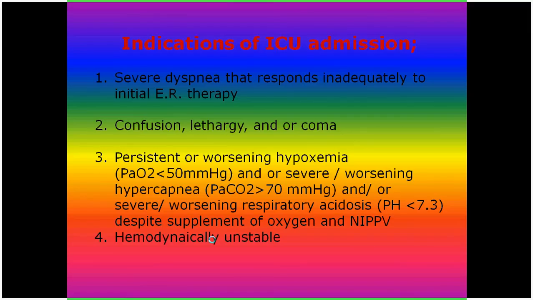How to ventilate? I think there are a lot of indications for admission of a patient to the ICU. This may be in the form of severe dyspnea that responds inadequately to initial ER therapy, confusion, lethargy, or coma, persistent or worsening hypoxemia, PO2 less than 50 millimeters of mercury, or severe and worsening hypercapnia, partial pressure of carbon dioxide more than 70 millimeters of mercury, or severe and worsening respiratory acidosis, pH less than 7.3, despite supplemental oxygen and non-invasive positive pressure ventilation, and hemodynamically unstable.